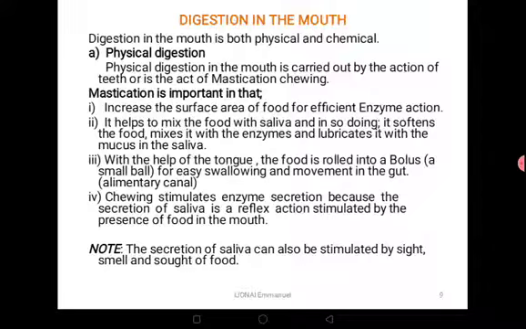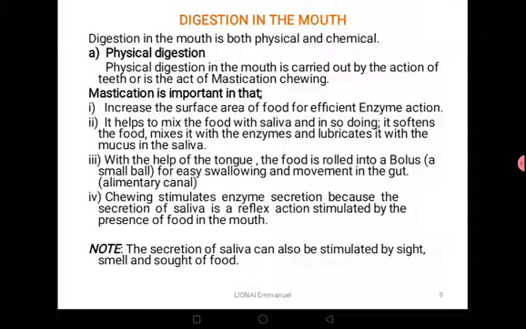Why is chewing important? Yes, it's important. When you chew the food, it has advantages, and they include the following. One, chewing increases the surface area of food for efficient enzyme action. As you chew, you are breaking it down into small particles. Therefore, you have increased surface area over which enzymes can act. Two, it helps to mix food with the saliva, and in so doing, it softens that food. It also mixes it with enzymes and lubricates it with mucus in the saliva.